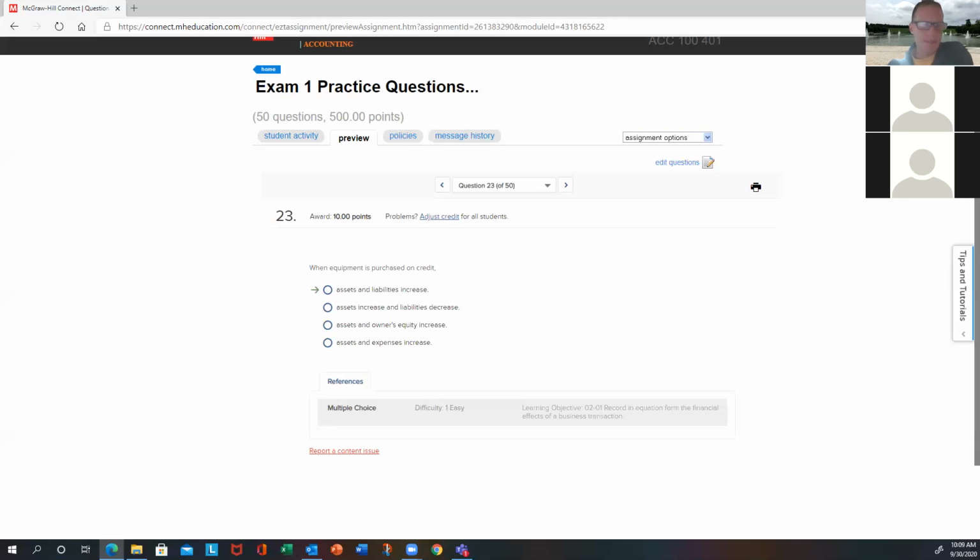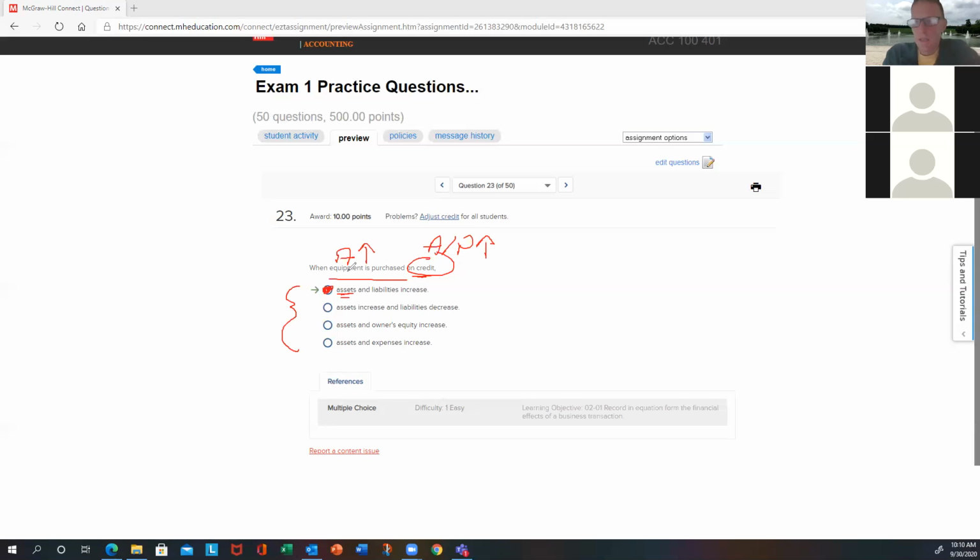Let me just get my stylus, my mouse, switch back. So you've got equipment, which is an asset, and of course, on credit means accounts payable. So if you had a scenario like this, and of course you have to choose the best answer. In this case, when you buy equipment, equipment increases. So assets are going to be increasing. And on credit means you're increasing your debt. So that's also going to be increasing. So that's why the first choice would be the best answer.